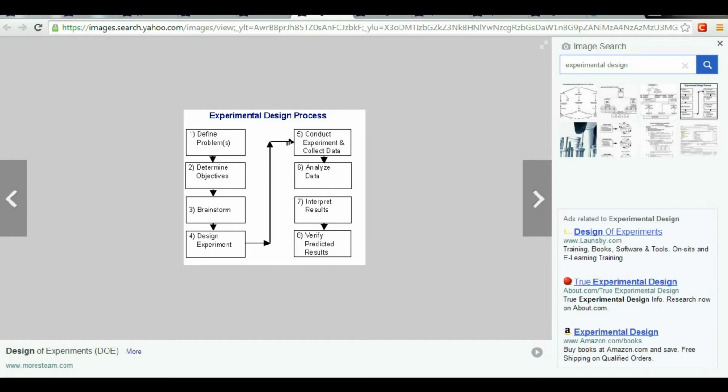Here's a little diagram of the experimental design process. It's just an overview. We have a problem: people have high blood pressure. We want to determine the objective. Well, we want to lower their blood pressure with our new medication. So we brainstorm and come up with a medication, and then we design an experiment.